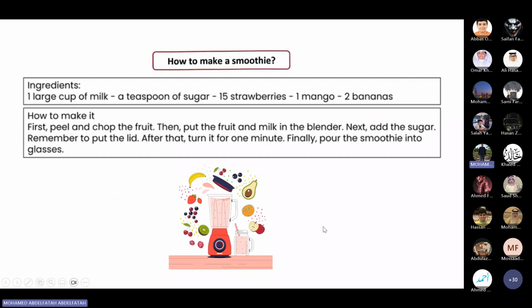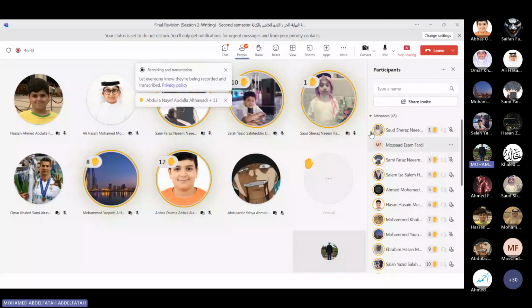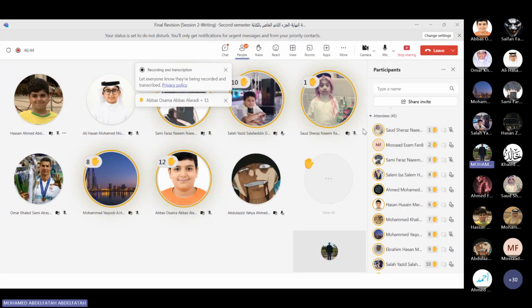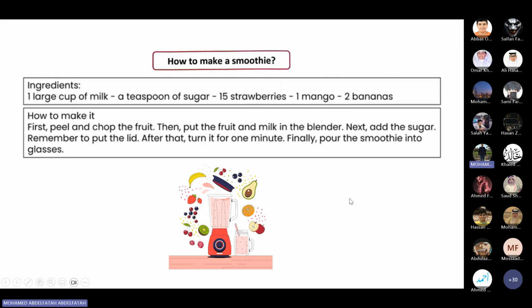How to make a smoothie. All of you like smoothies. I want one of you. Let's give a chance to Saud Shiraz. Saud, you can turn on your microphone and help us read this model about how to make a smoothie. Okay, teacher. Yes, Saud, go ahead.